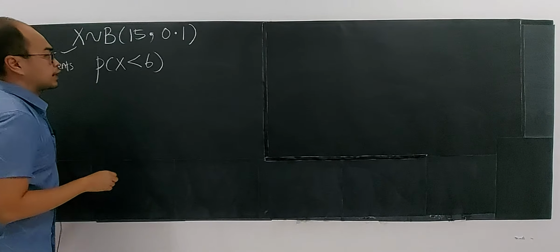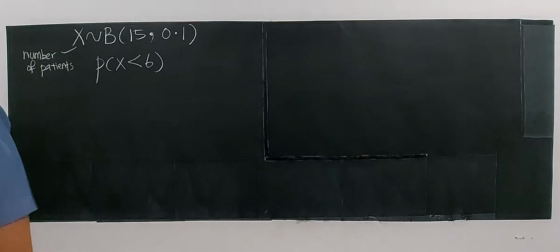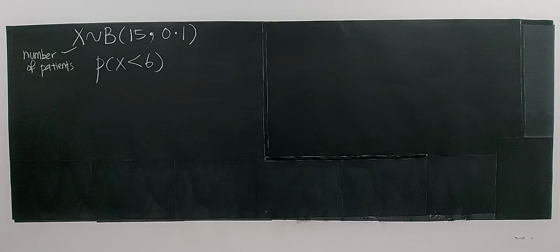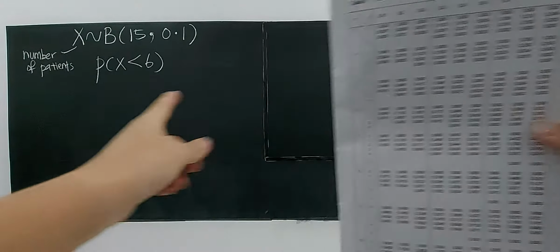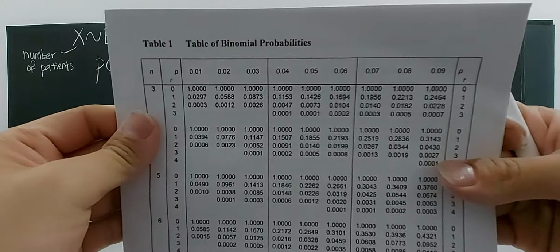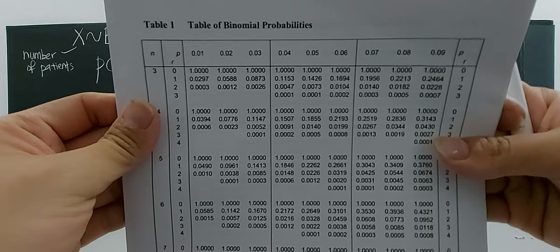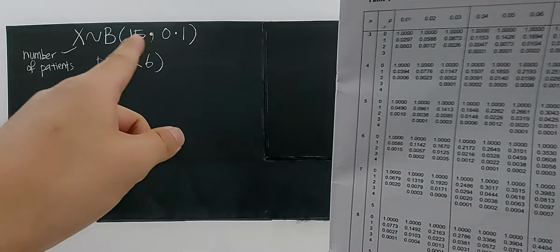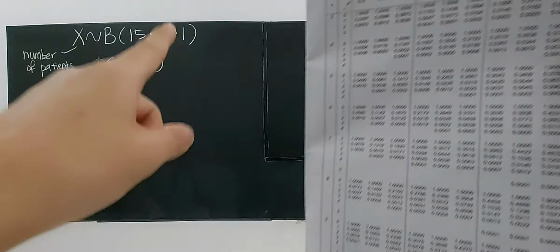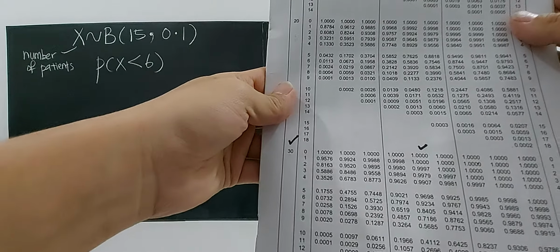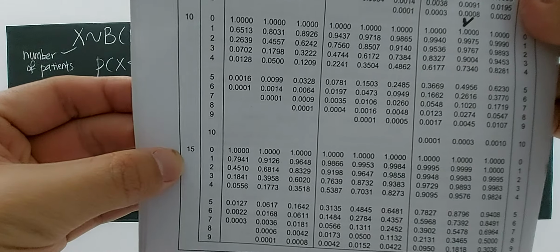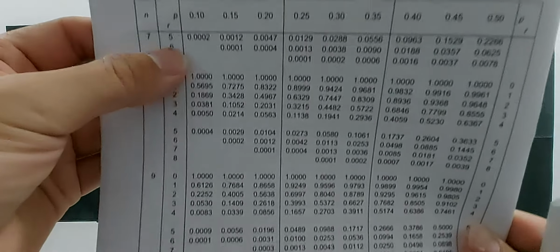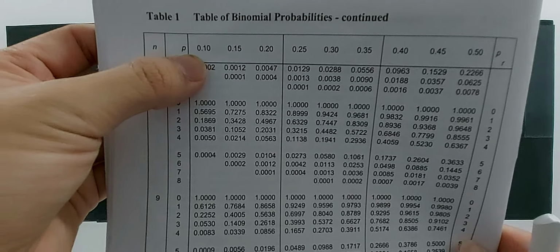So we can use the statistical table. We can use statistical table 1 for the binomial distribution, because they ask us to find the probability of x less than 6. Table 1 is the table of binomial probability. I hope you still remember how to use this. First, you see if the sample is 15 and 0.1. You can find it on page 6. The number of samples is 15, and the probability is 0.1, right?